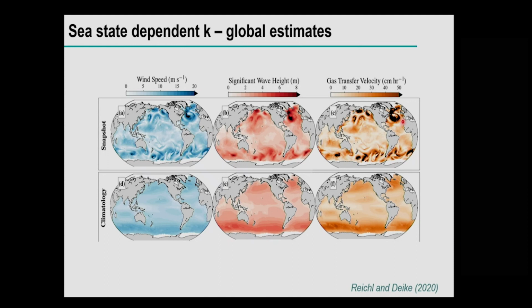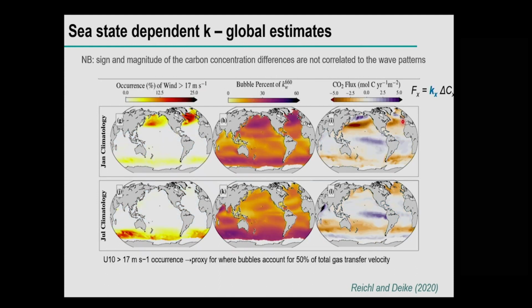Now, the gas transfer velocity doesn't give you the whole story, because for the flux, you need to take the concentration into account, and so you have some disparities that are not linked to waves because of the difference in the concentration. And so what you see here is the picture of the global CO2 fluxes.